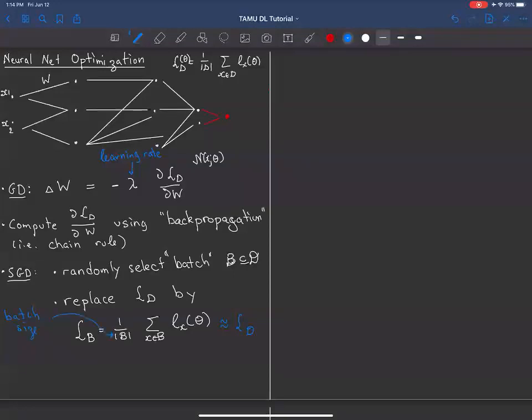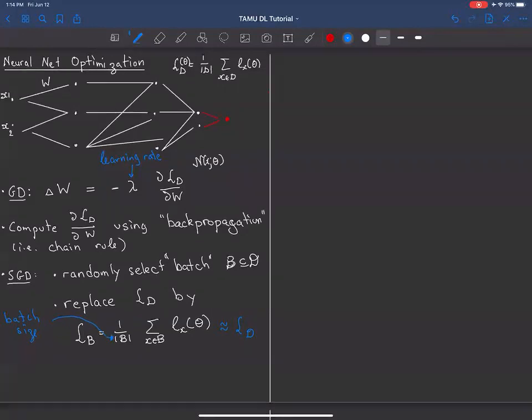It's just the absolute value of B. That's my notation for the number of elements in your batch. So the intuition is that this is a good thing to do. At least this is the reason it was originally introduced, because small batches mean less computation.